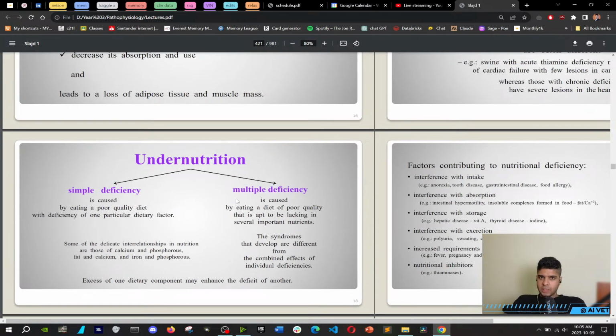Simple deficiency and multiple deficiency is caused by eating a poor quality diet with deficiency of one particular dietary factor.